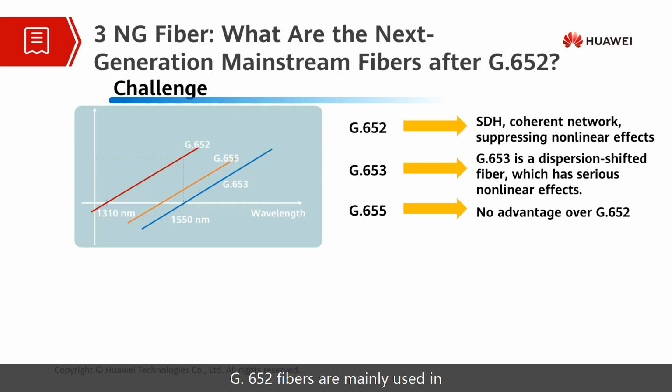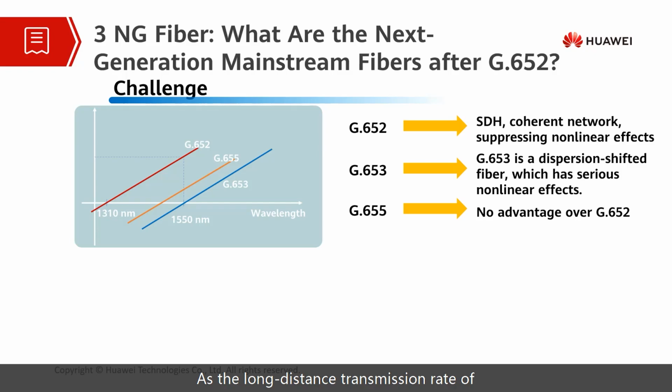G.652 fibers now are mainly used in long-distance backbone optical networks, such as SDH and WDM coherent networks. G.652 fibers are still widely used because they have certain dispersion and can suppress the nonlinear effect. The G.653 fiber has been phased out because the nonlinear effect is severe due to zero dispersion, and G.655 fibers have no advantage over G.652 fibers. So G.655 fibers only occupy a small proportion on the live network.